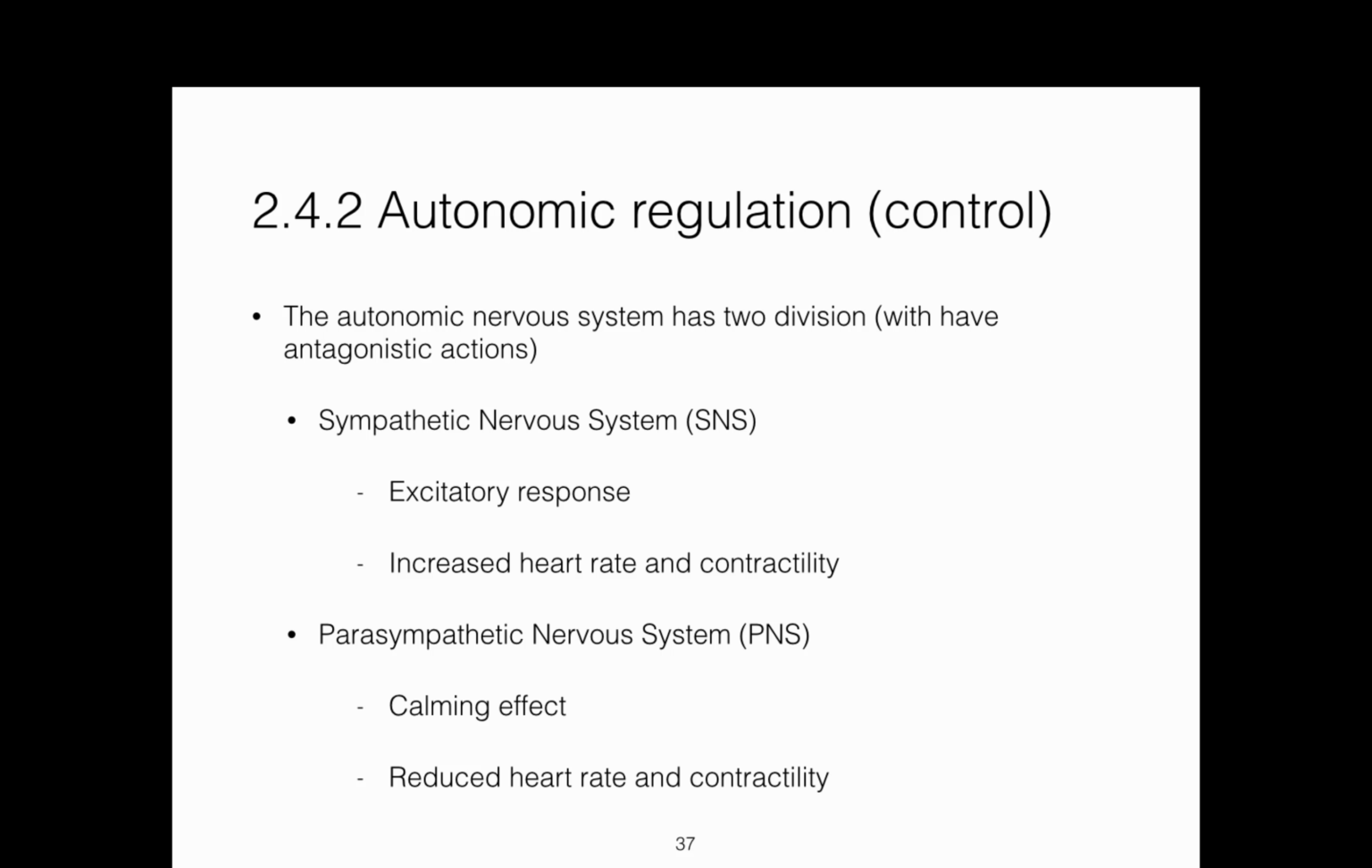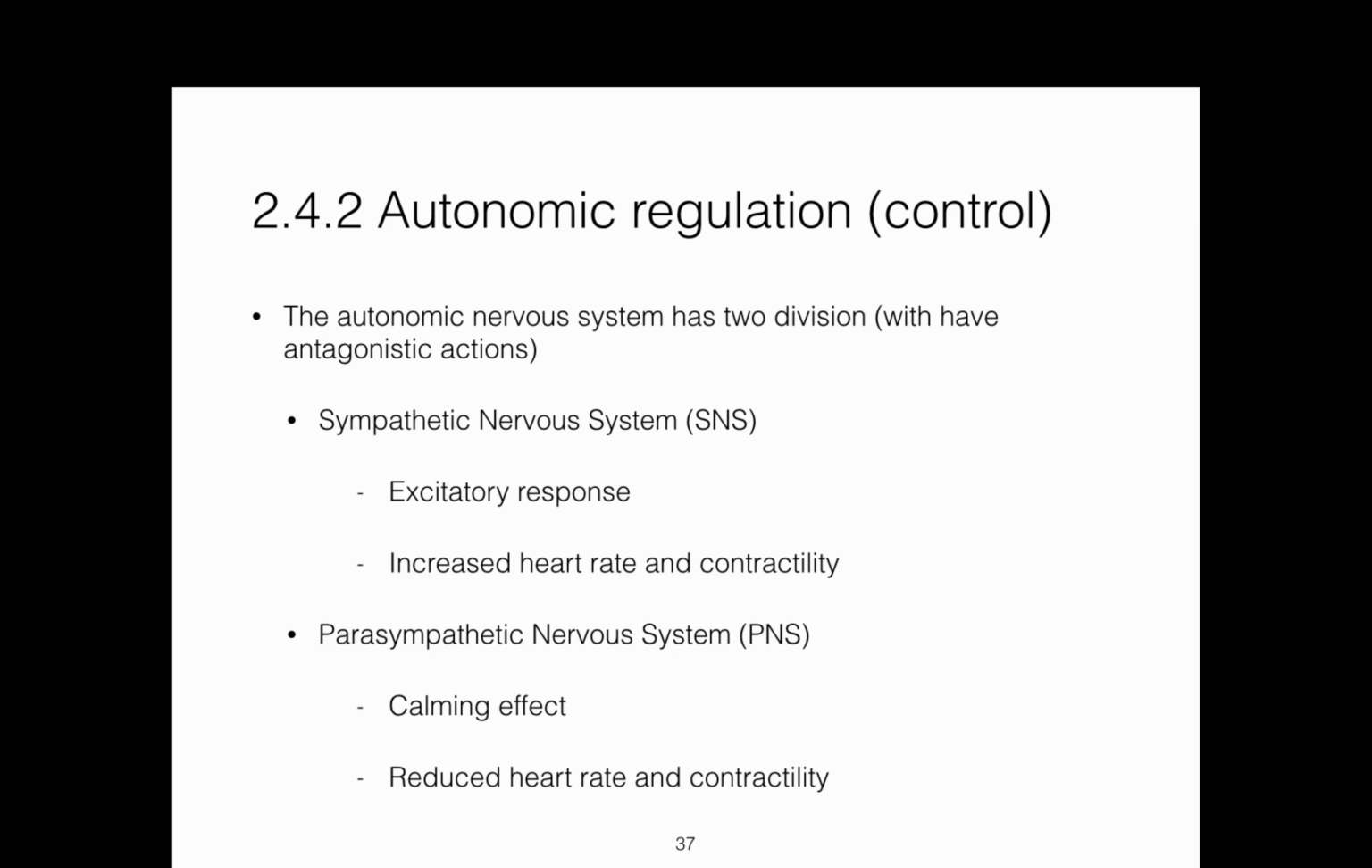Autonomic regulation. Autonomic regulation occurs as a result of control by the autonomic nervous system. The autonomic nervous system has two divisions, sympathetic and parasympathetic, which have antagonistic actions.